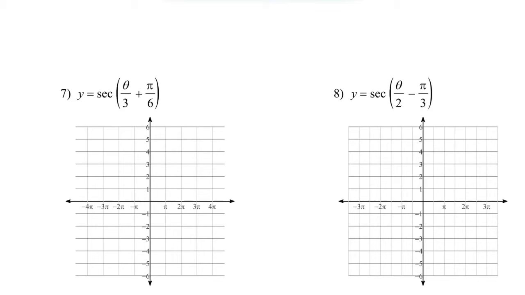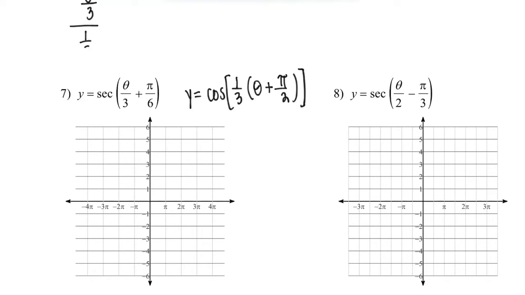This graph is going to be interesting because we have a phase shift and we also have a b value that is inside our parentheses. So I'm going to rewrite this y equals cosine, and I'm going to take out that 1/3 so that I have theta all by itself, plus this would be pi over 2. And we can find that by taking theta over 3 divided by 1/3 plus pi over 6 divided by 1/3.